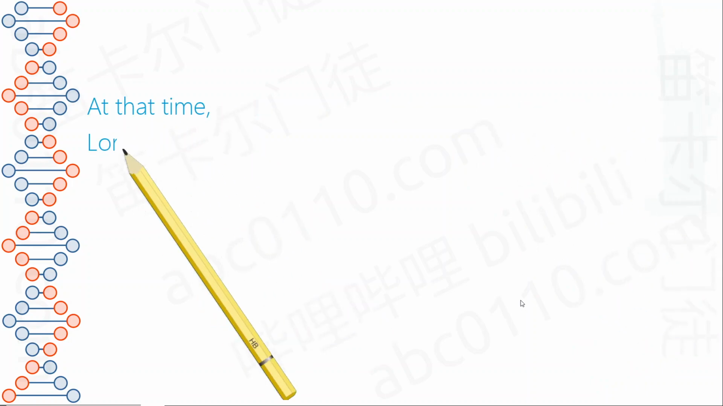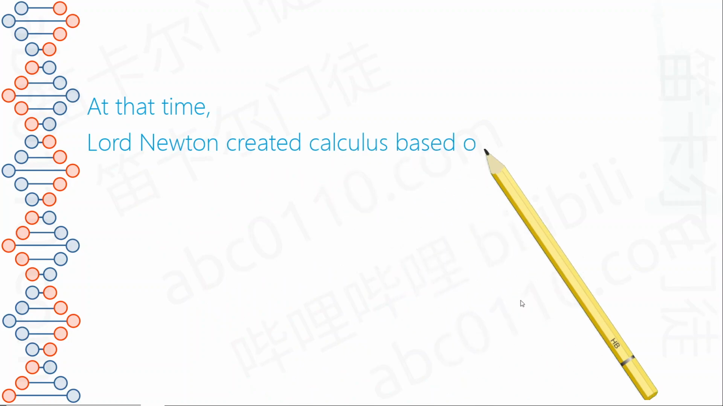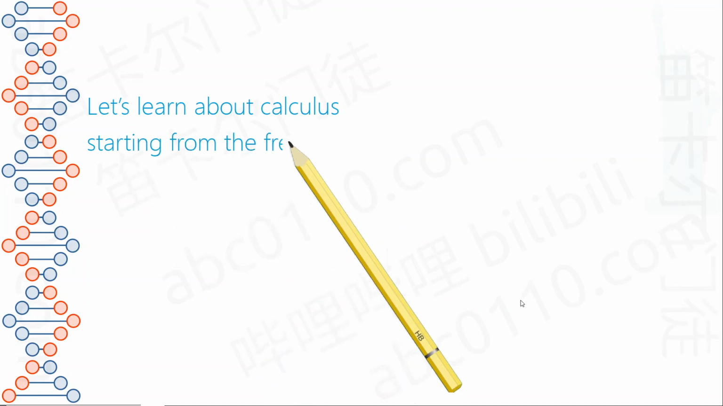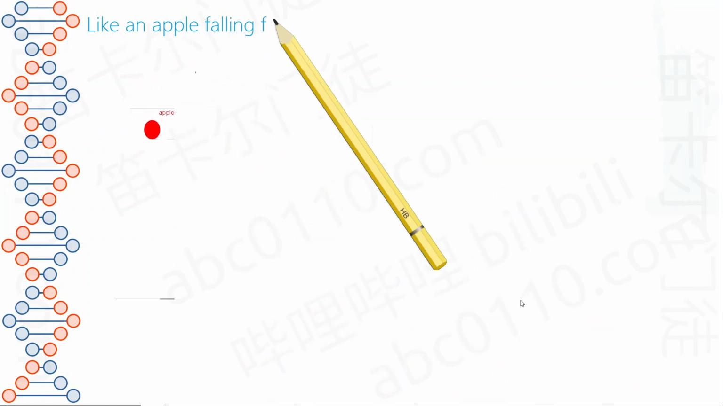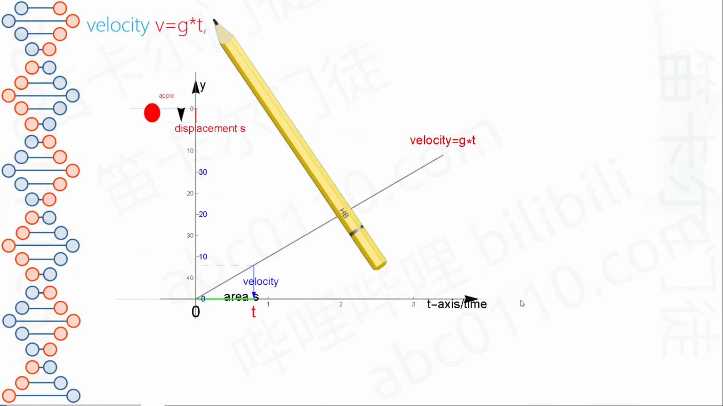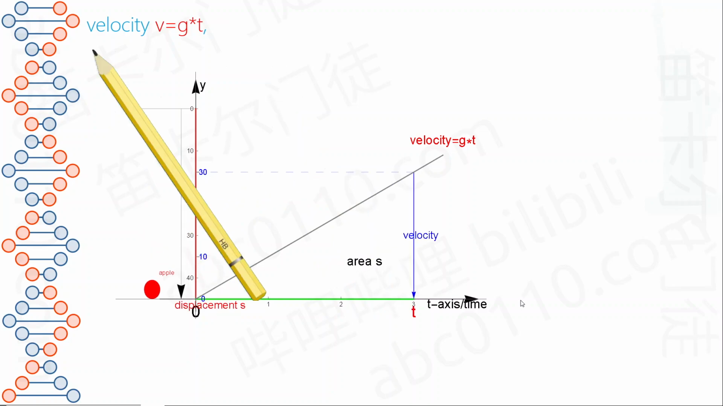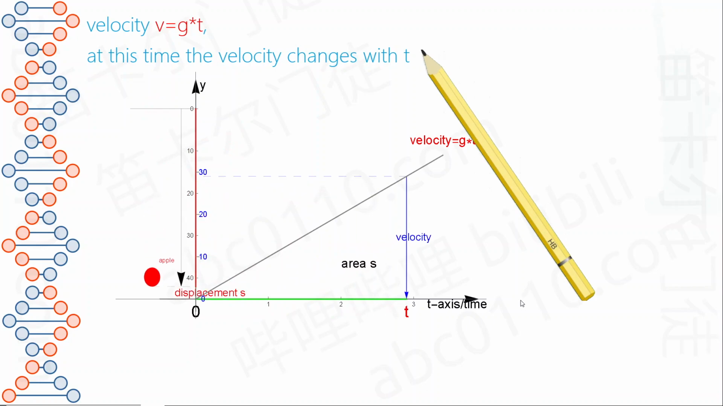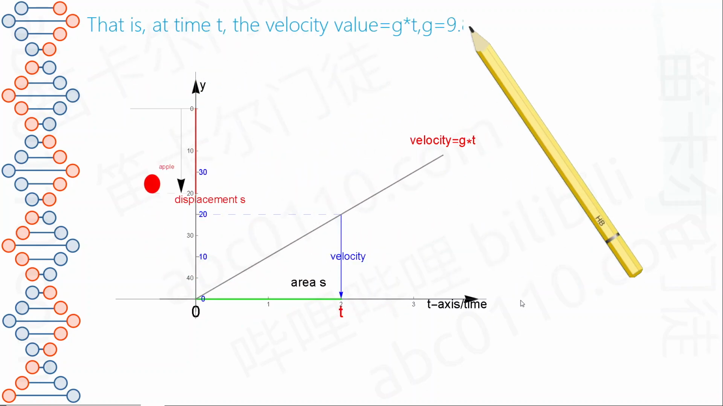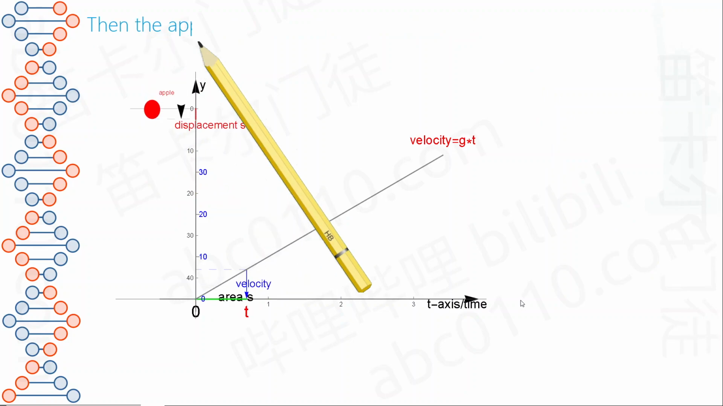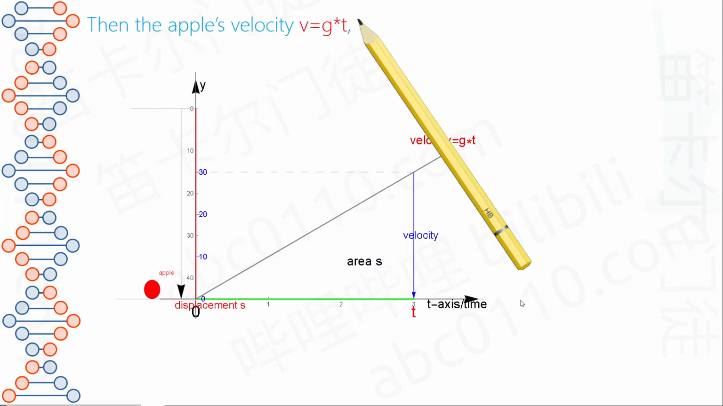At that time, Lord Newton created calculus based on physical motion. Let us learn about calculus, starting from the free fall of an apple. Like an apple falling freely, velocity v equals g multiplied by t. At this time the velocity changes with t. That is, at time t, the velocity value equals g multiplied by t, g equals 9.8. Then the apple's velocity v equals g multiplied by t.